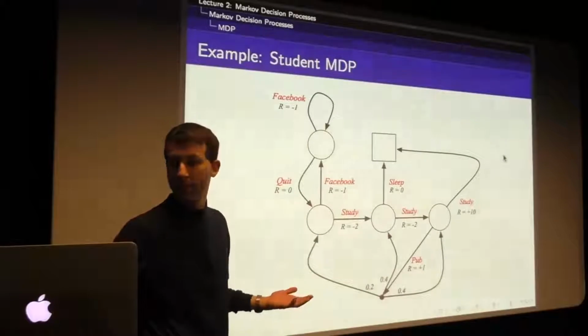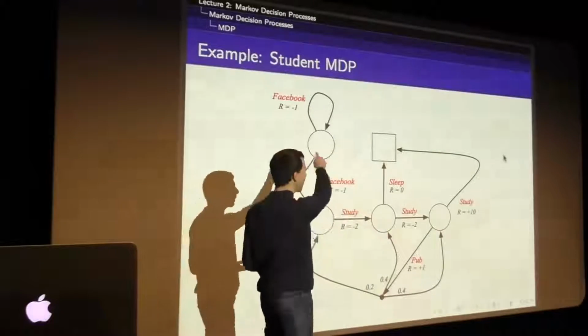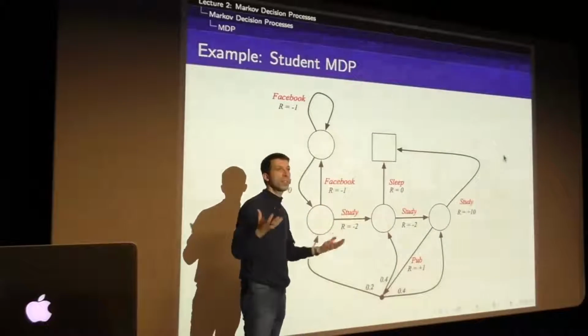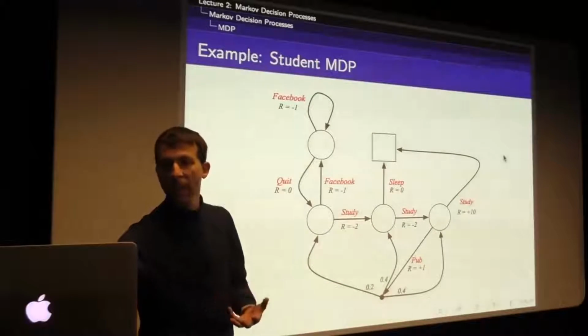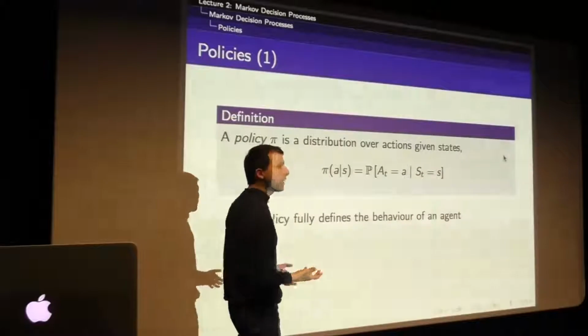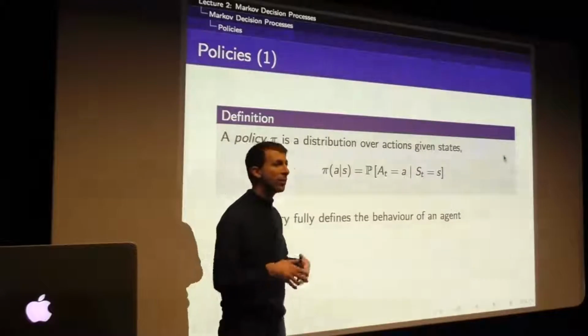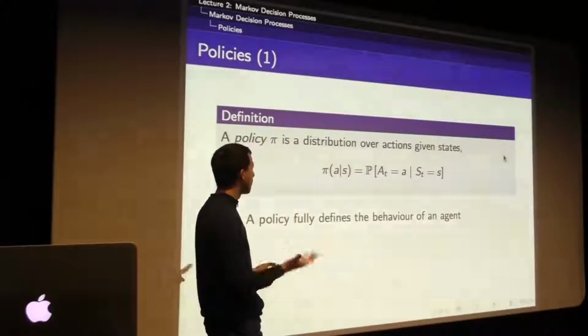This is the reality for an agent. And the goal, the game we're playing now, is to try and find the best path through your decision-making process that maximizes the sum of rewards that you get. That's the game that you play in an MDP. Okay. So to do that, the first thing we need to talk about is formalizing what it means to make decisions and to take decisions. And to do that, we define something called the policy.